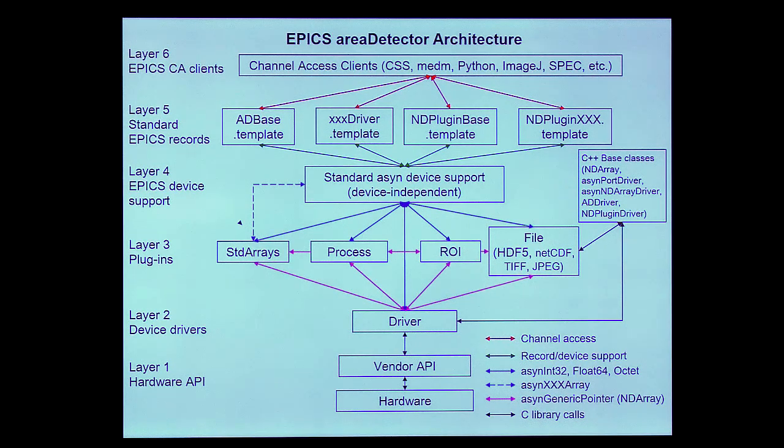And this should be enhanced, and I'm going to get into this. It's not just channel access clients now. There's this new layer thing called PV access, which I'm sure you've heard about, which was previously called EPICS v4, and there are now PV access clients that can get data out of Area Detector as well.